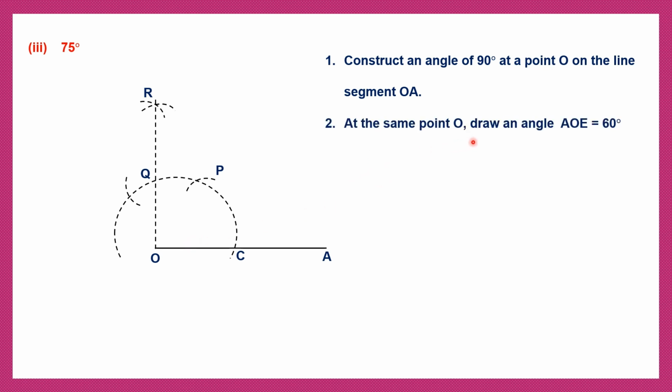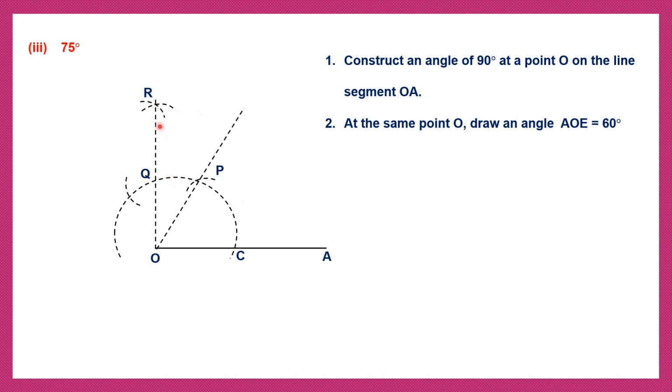Now at the same point O, draw an angle AOE equals 60 degrees. So at this point we're going to draw 60 degrees also. Now this first arc is 60 degrees. The second arc is 120 degrees. So in between you have 90 degrees. So now at this point we're going to draw AOE equals 60 degrees. So now we have 60. Now 60 plus 15. Okay, now 15 we have to construct here.